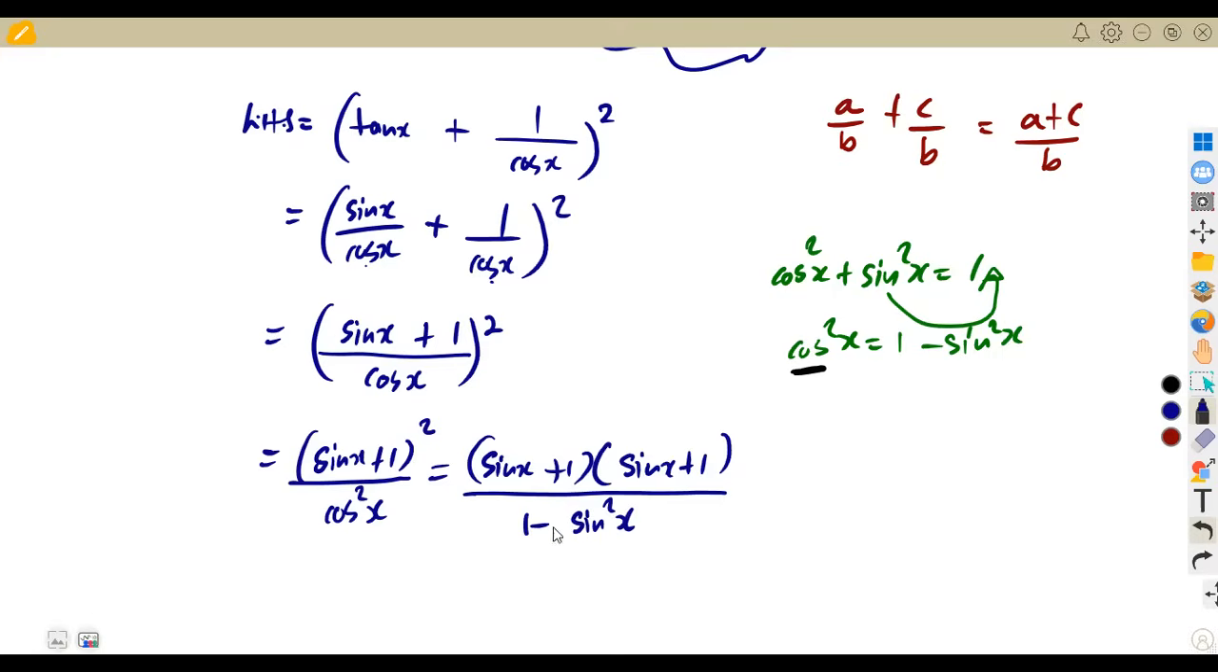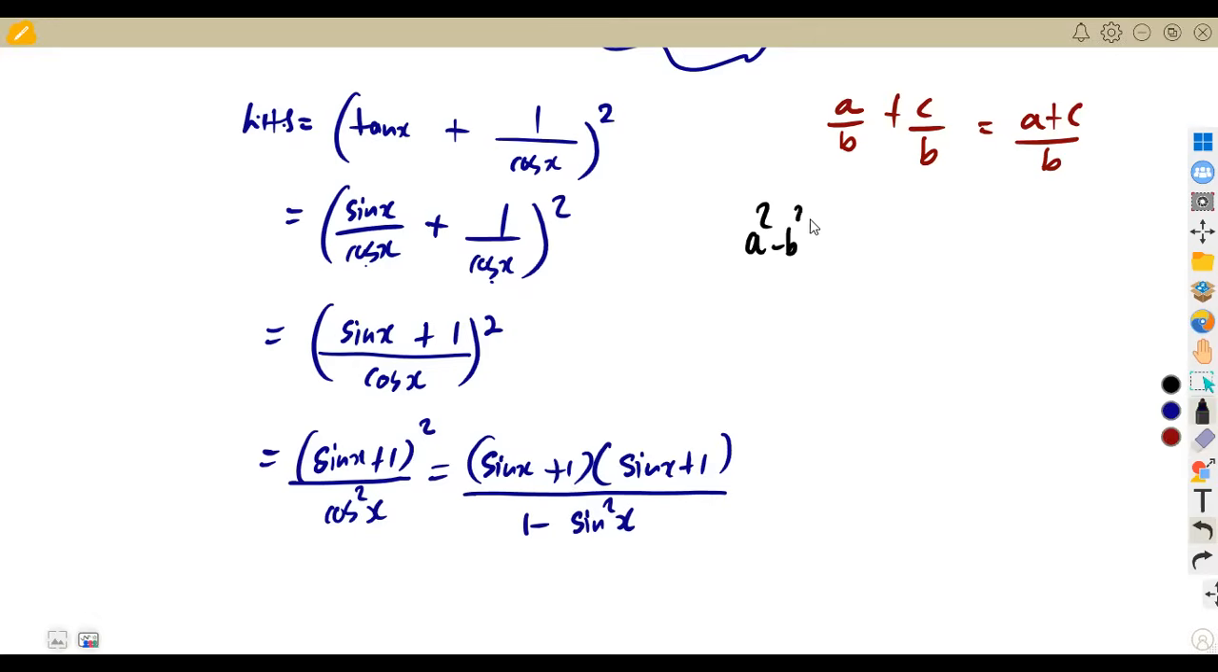Okay, but this is a special type of trig that we have. It's a difference of two squares. Remember from our difference of two squares, we agreed that a squared minus b squared is going to give us a minus b into a plus b, as long as this is being raised to the power of 2. 1 here is the same as 1 squared. So it's the same as we have a squared minus b squared.